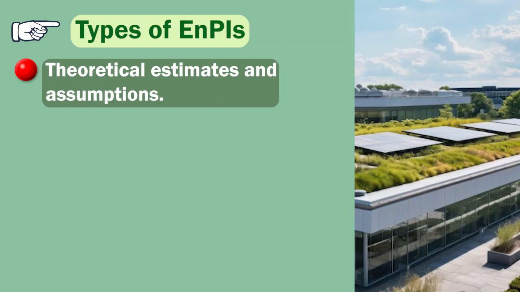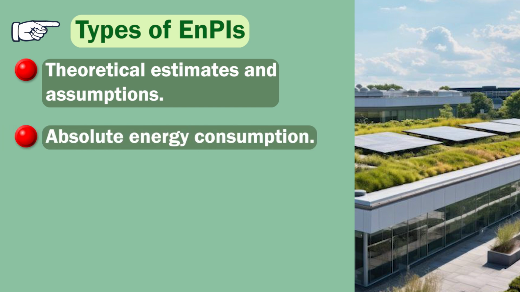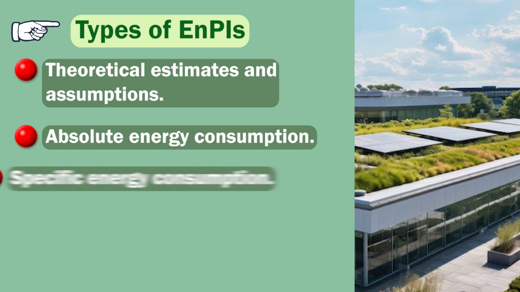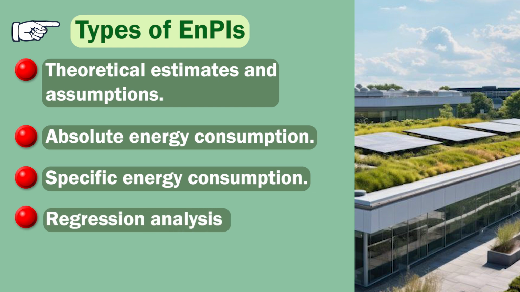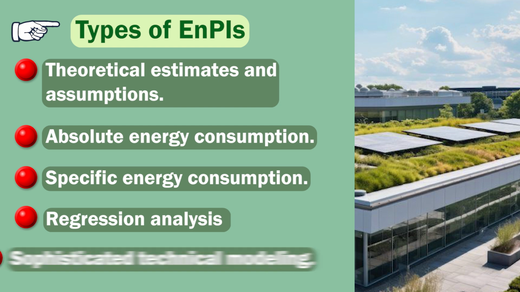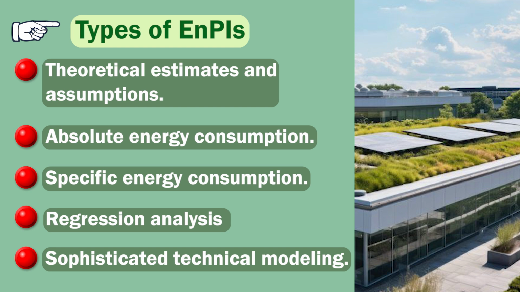Types of EnPIs. There are various methods to determine EnPIs, each with its own level of complexity and accuracy. These include theoretical estimates and assumptions, simple absolute energy consumption which does not consider any variables, specific energy consumption which considers only one variable, regression analysis which normalizes energy performance by accounting for multiple variables, and sophisticated technical modeling requiring specialized software.